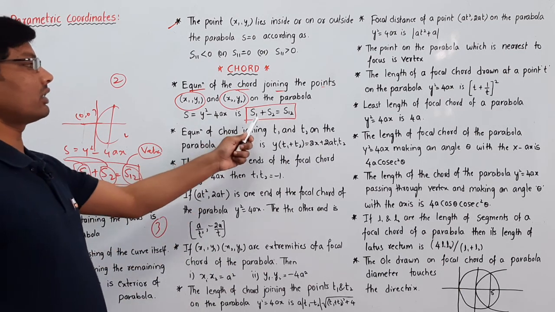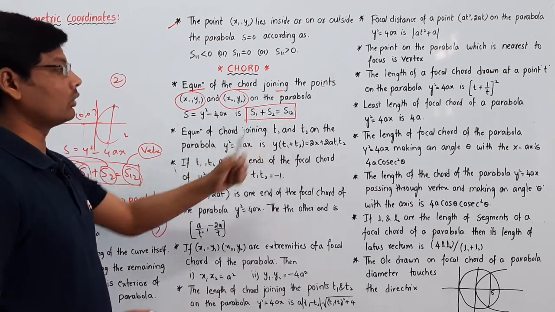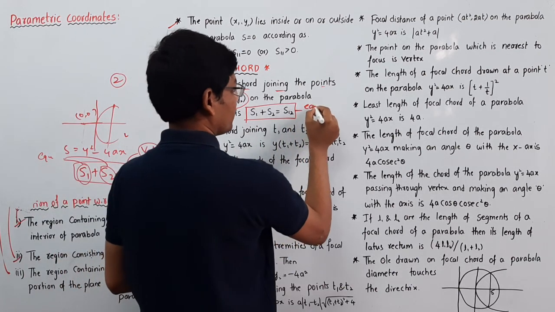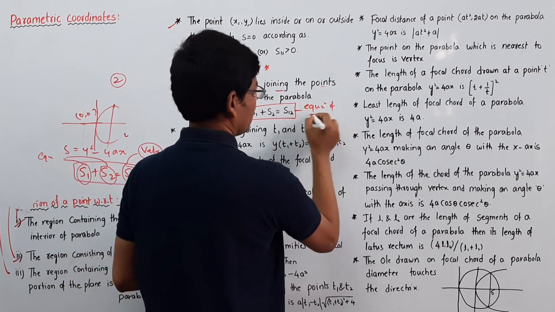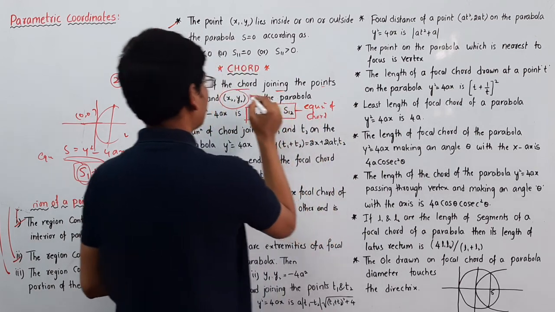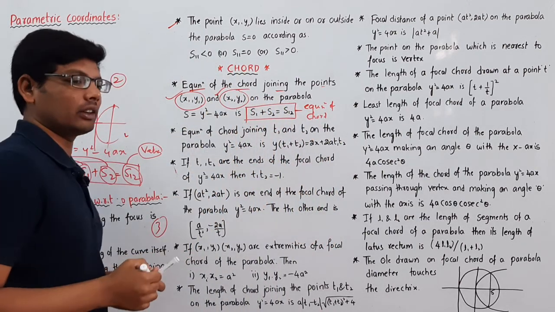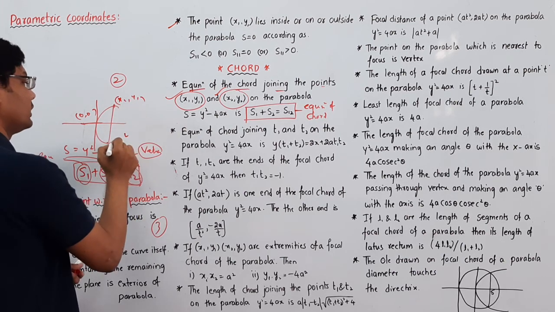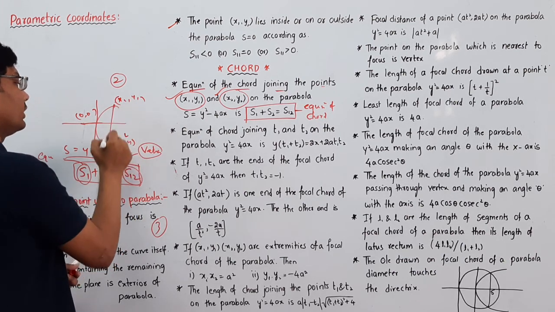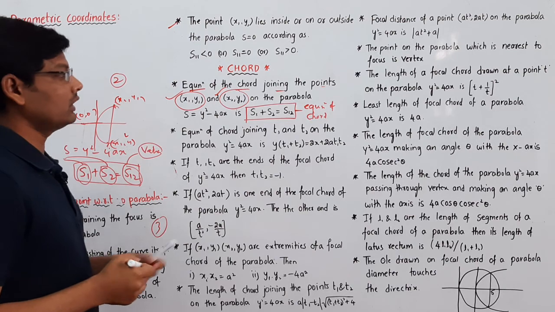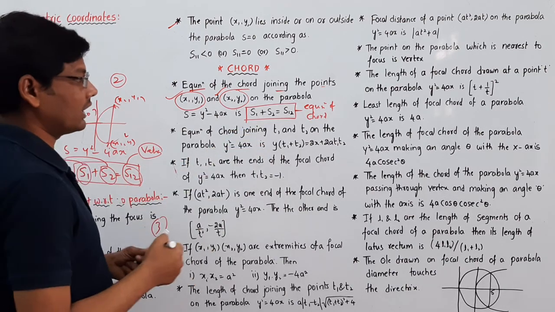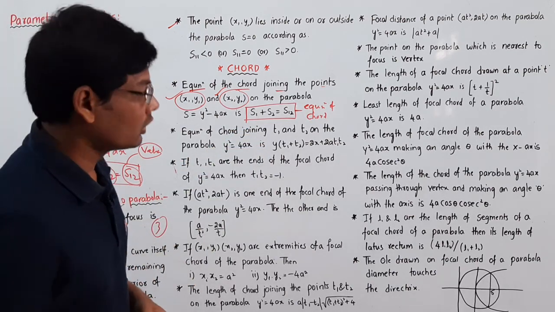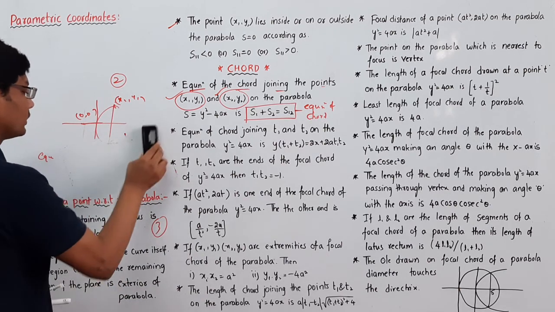So this is the equation of the chord, having 2 points. This is x1, y1, and this is x2, y2. When 2 points of the chord are given and you want to find the equation of the chord, this is the expression for that: S1 plus S2 gives S12 here.